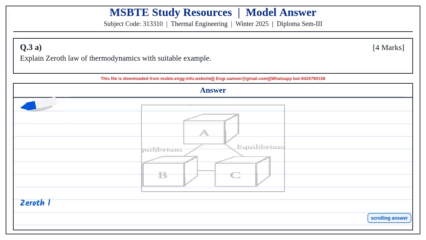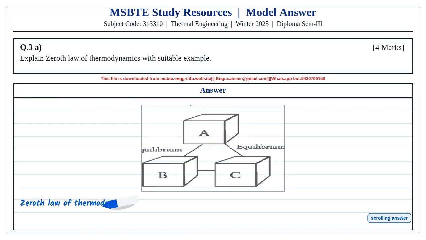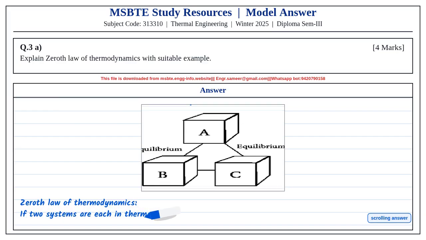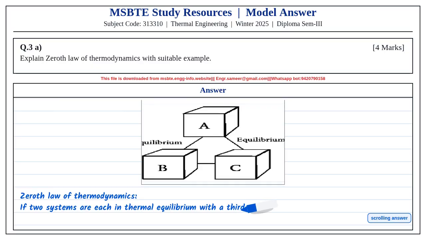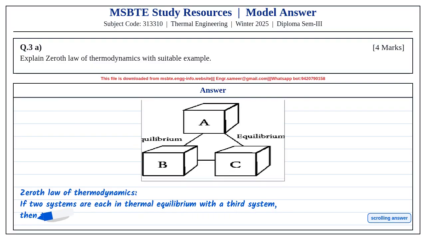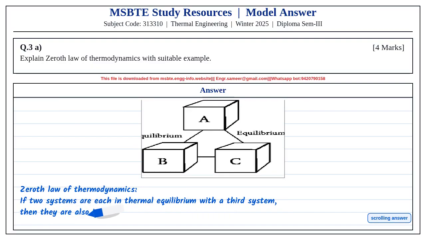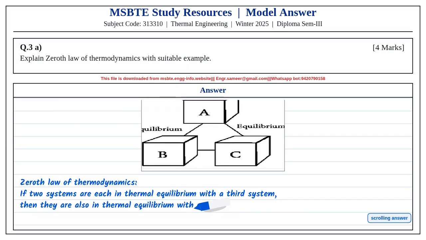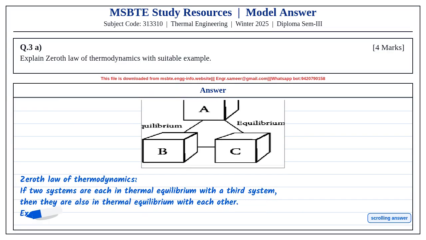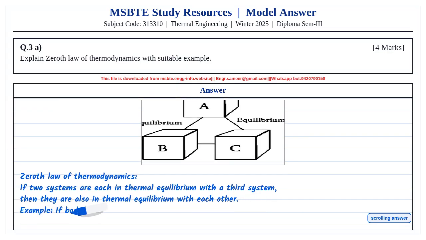See the image carefully. You will have to reproduce this simple diagram in the exam. Observe body A, body B and body C. Body A is in equilibrium with body B and body A is also in equilibrium with body C. This shows the idea of thermal equilibrium.